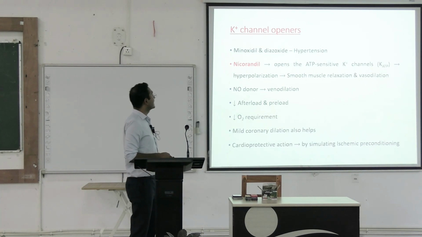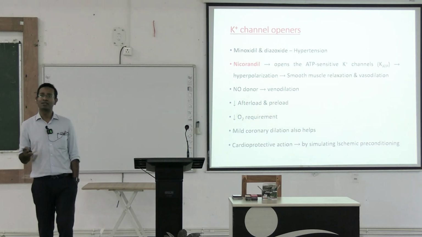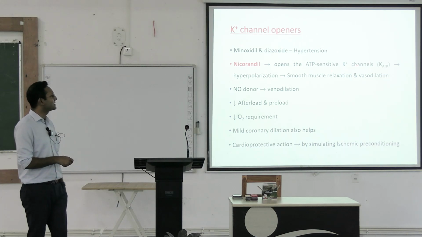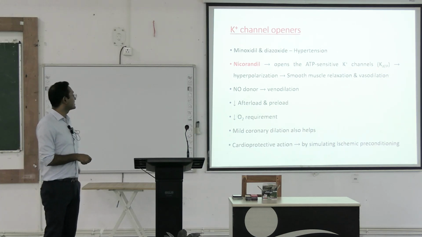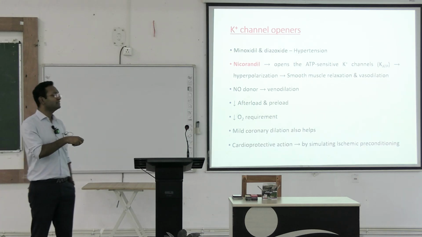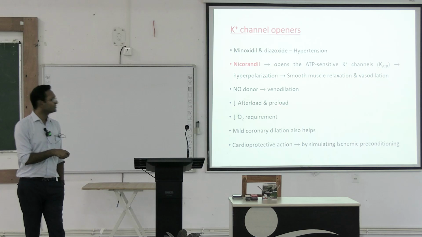Now, next are the potassium channel openers like minoxidil and diazoxide. They are used in hypertension. One more drug is nicorandil. They open the ATP sensitive potassium channels, causing hyperpolarization. So, there is smooth muscle relaxation and vasodilation. It is also a nitric oxide donor, so there is venodilation.